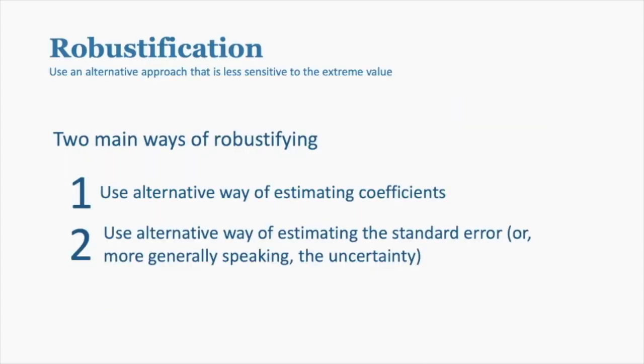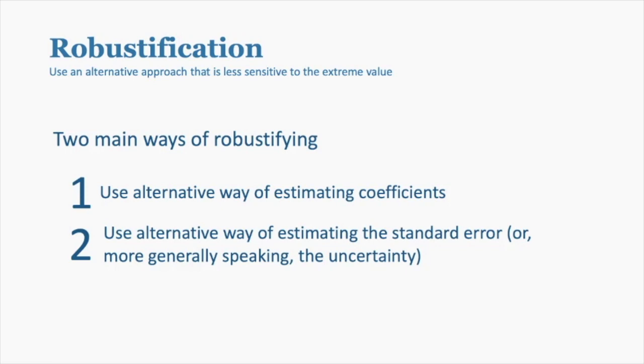All right, really quick introduction to robustification techniques. There's really two main ways of robustifying. One is to use an alternative way of estimating the coefficients. There's generalized least squares and a bunch of others that adjust how the estimates are calculated and weight them, so extreme values don't impact the results as much.